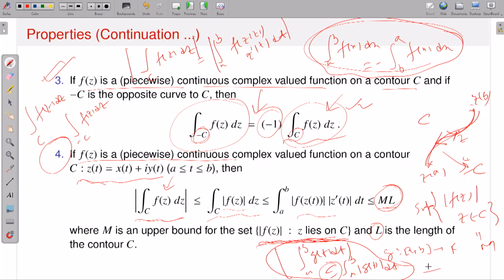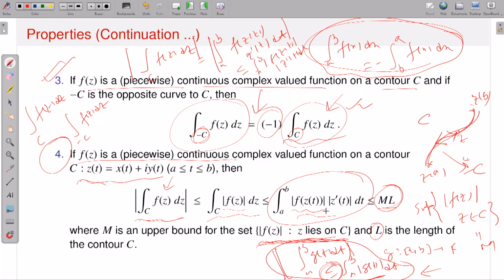But now you know this kind of formula. If I have a complex valued function defined on a closed interval [a,b], then I have the estimate: the absolute value of this integral, I can push the modulus inside the integrand, and there will be a less-than-or-equal sign. So this is less than or equal to the integral from a to b of |f(z(t))| times |z'(t)| dt, right? So that's exactly what I have written.